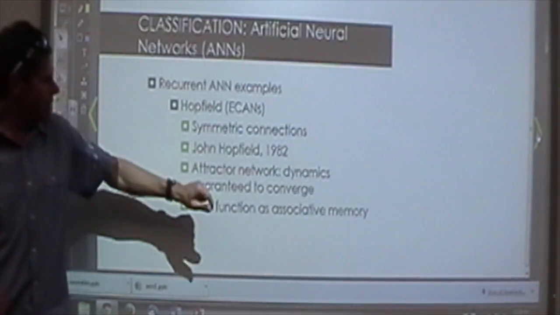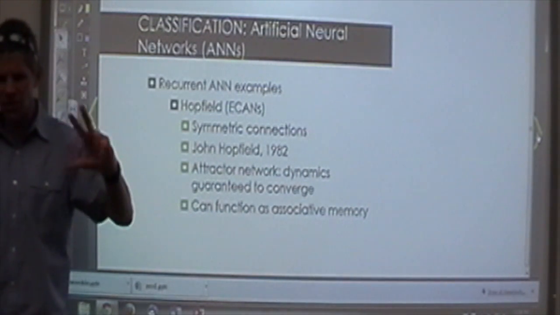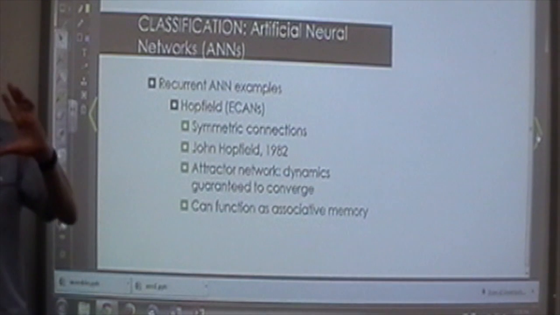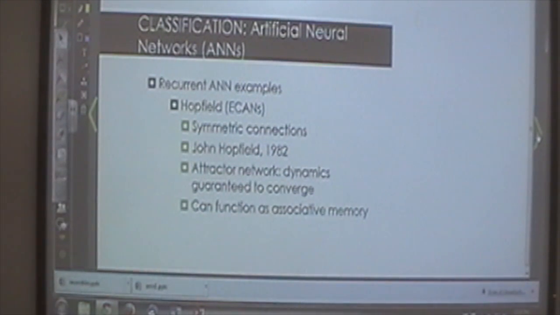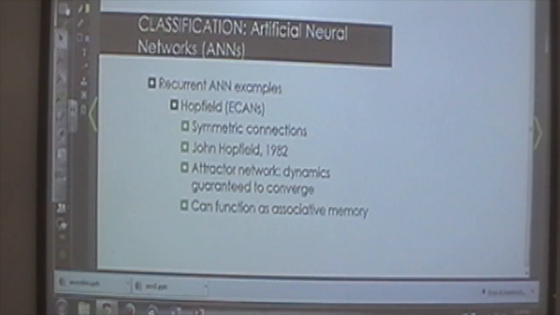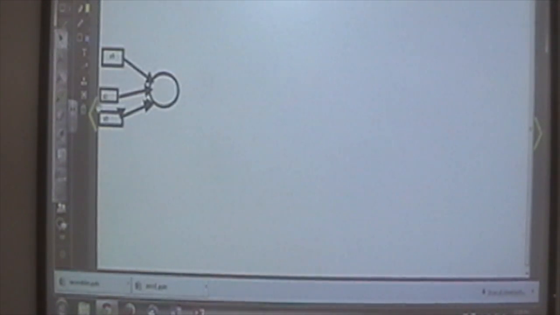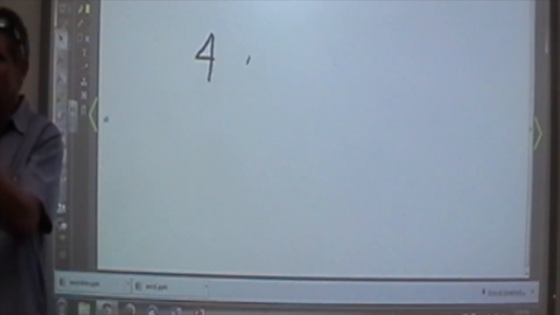One of the really nice features of the Hopfield network is that it's what's called an attractor network. What that means is that the dynamics internally are guaranteed to converge. One of the strengths in terms of handwriting or character recognition is, I'll bring up the whiteboard again here. Say you've designed it for, say, the number 4. And that's what the computer thinks of as a number 4.